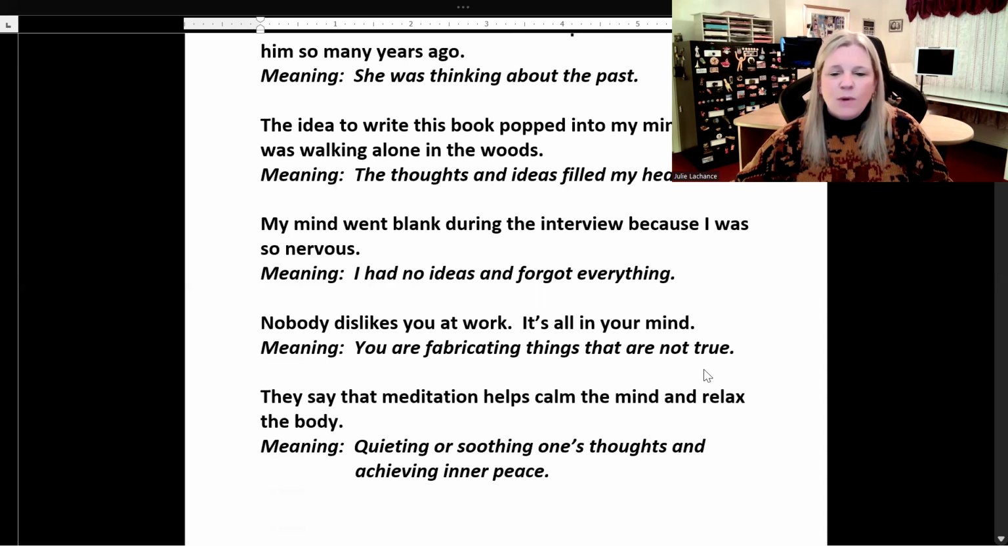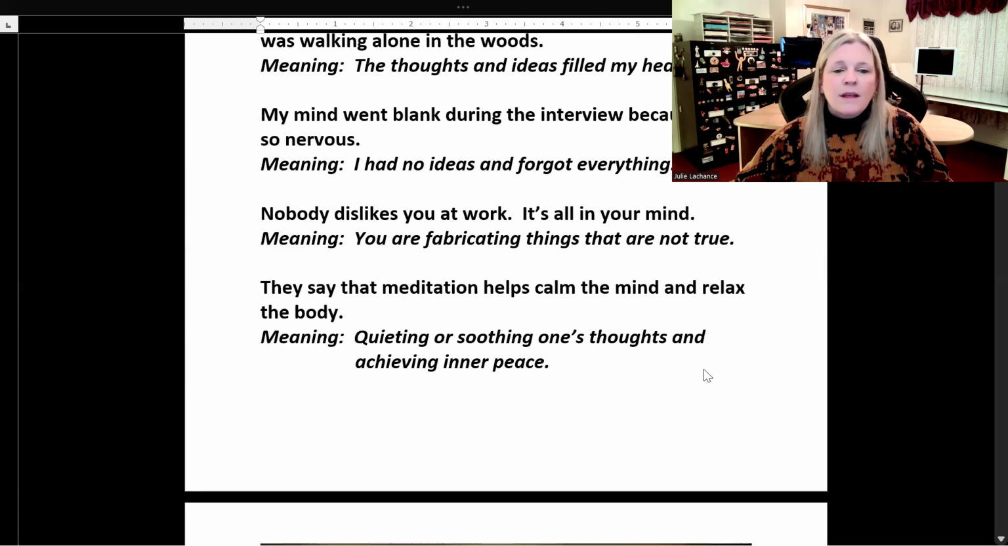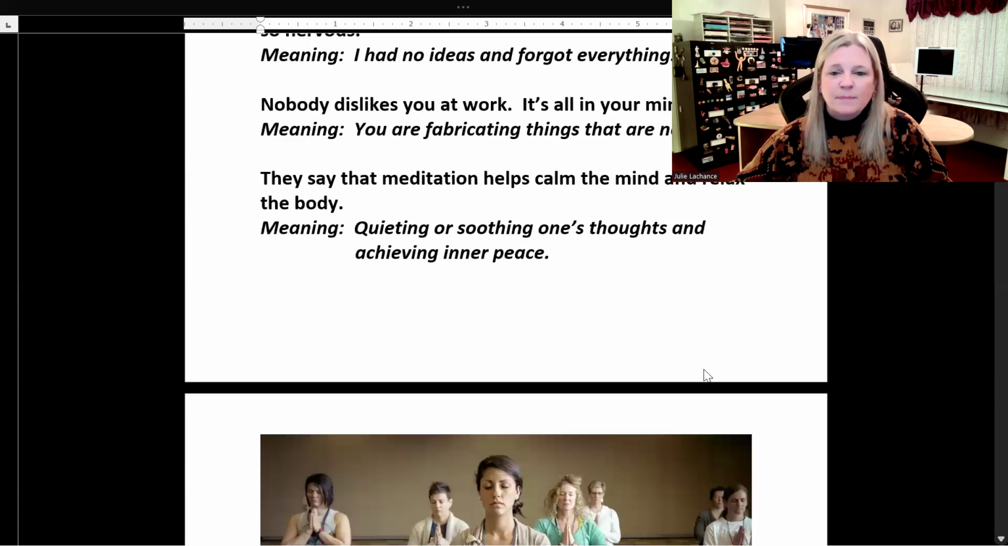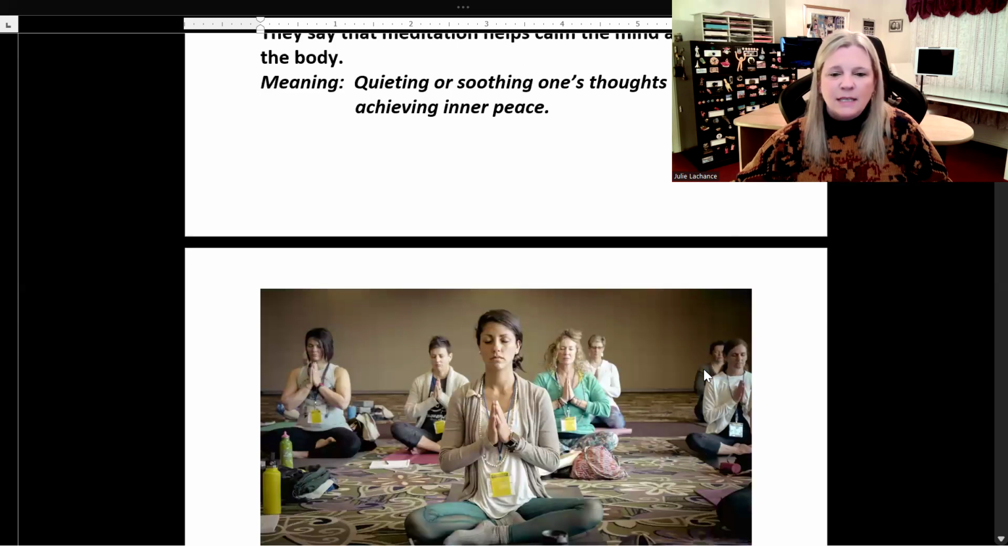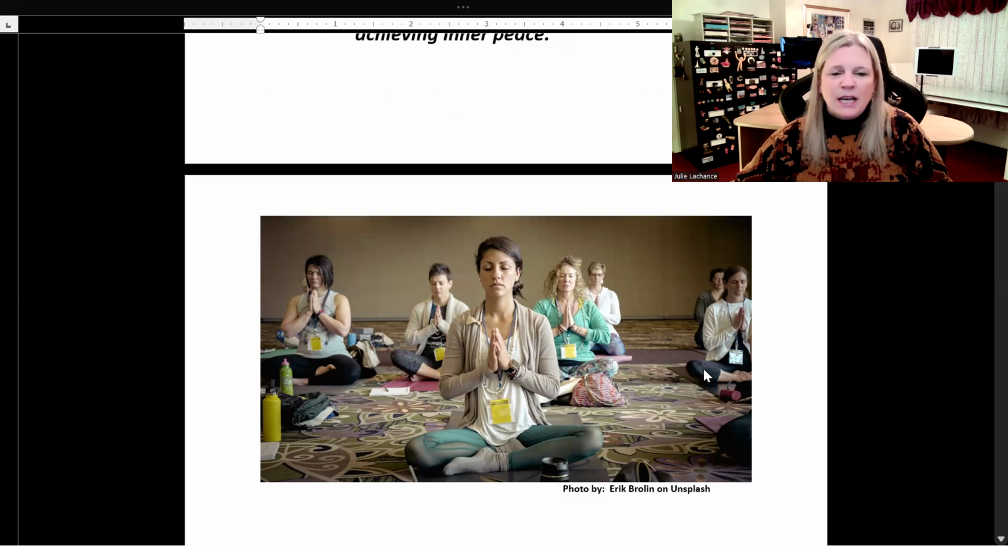Nobody dislikes you at work. It's all in your mind, meaning you are fabricating things that are not true. They say that meditation helps calm the mind and relax the body, meaning quieting or soothing one's thoughts and achieving inner peace. Just like these ladies. I think they're all ladies. Yes, they are. Doing some meditation to clear the mind, calm the mind.